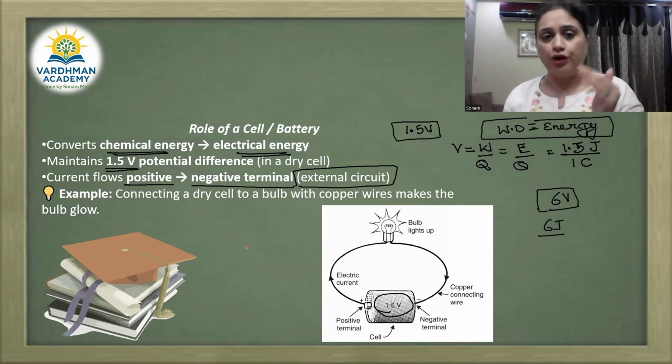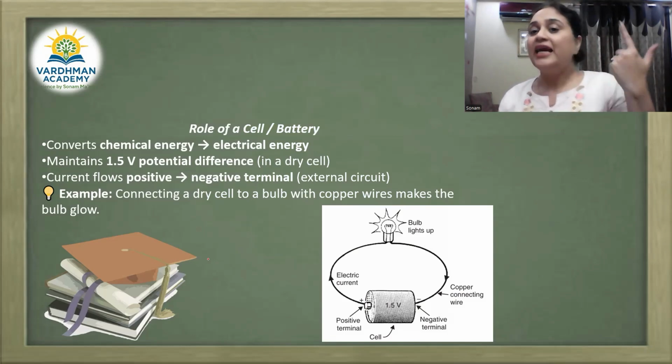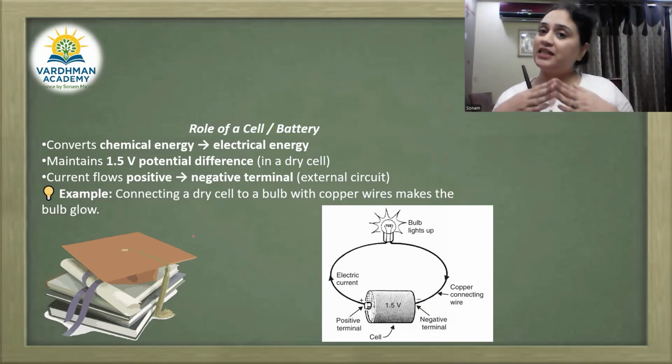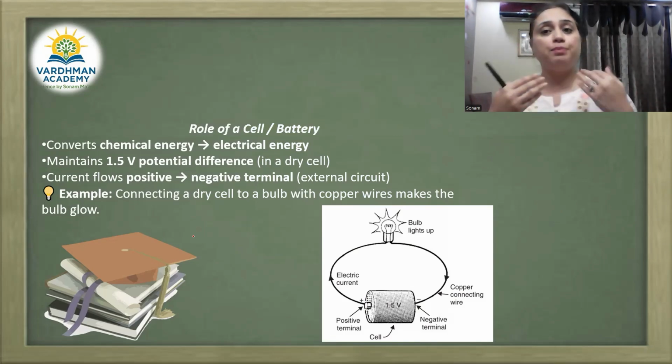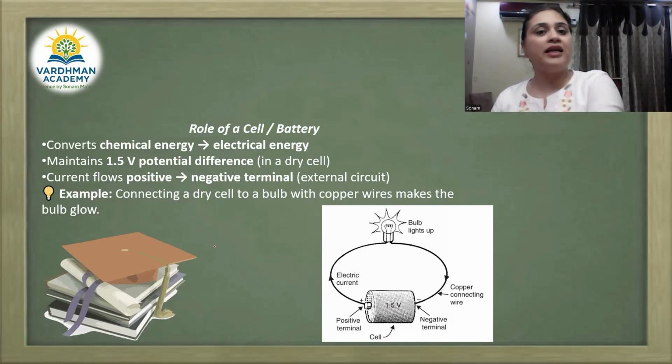Now let's move on. So we have understood the role of a cell or a battery here. It basically is a converter. It keeps converting chemical energy into electrical energy. Second most important thing, it maintains the potential difference that gives the push to the electrons to move through the circuit. So as soon as the electrons move, the electric current starts flowing through the circuit that allows the electric bulb to light up. Right, children?